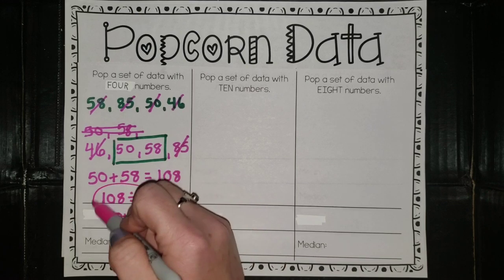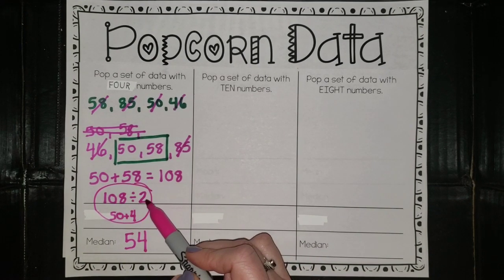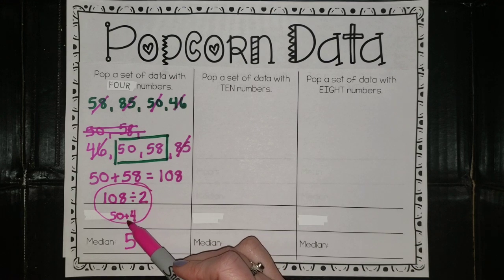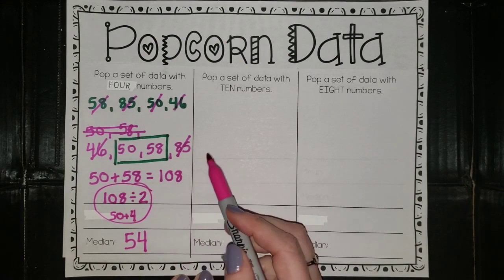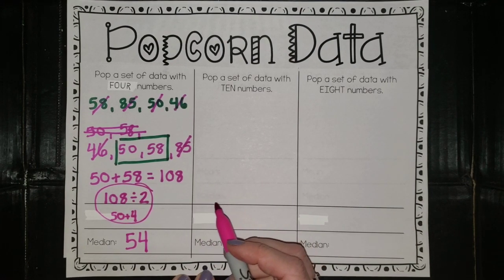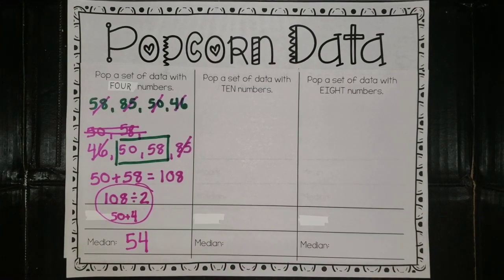This is the important part here. Making sure that we're paying attention to finding that mean, that average of those two numbers. That's what we're doing here. That's why your teacher most likely taught you how to do mean before median.